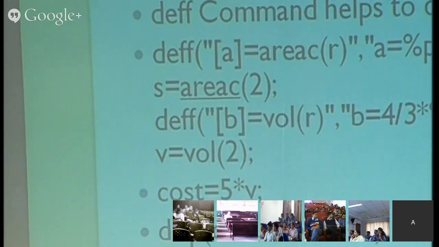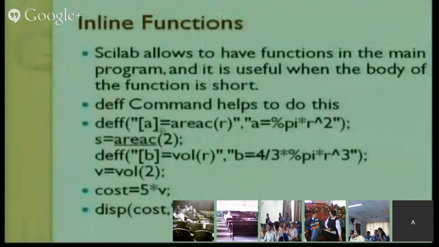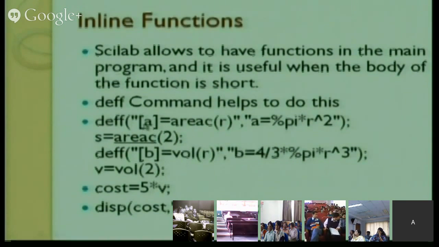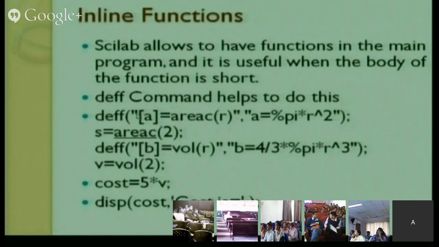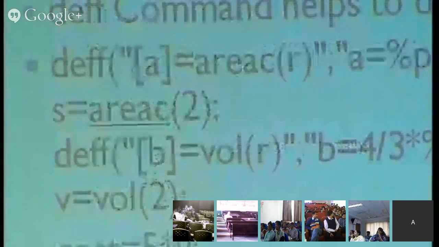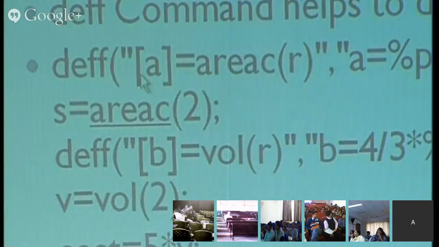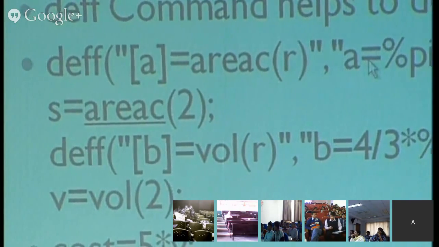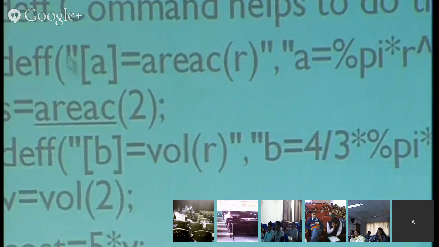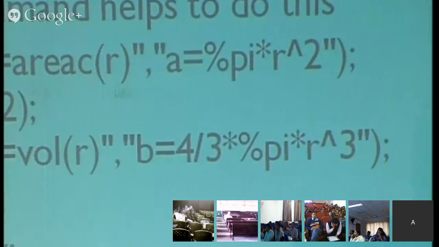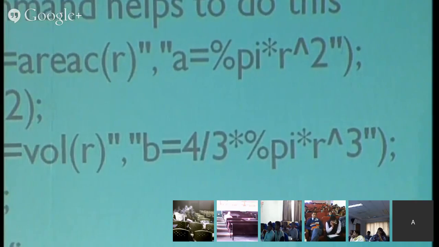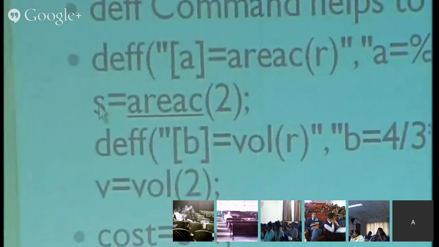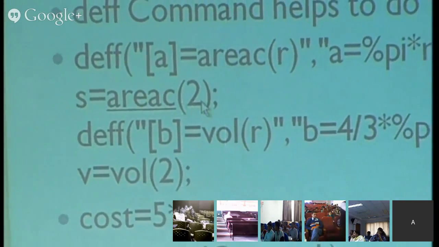So inline functions. Coming to the inline functions, using the deff command, writing the A means this is the first line of the function, excluding the function keyword which we have written in the function file. Then this A is equal to area is equal to, these all have been written in double quotes, then semicolon. And then in the same program we are calling S is equal to areaC(2).